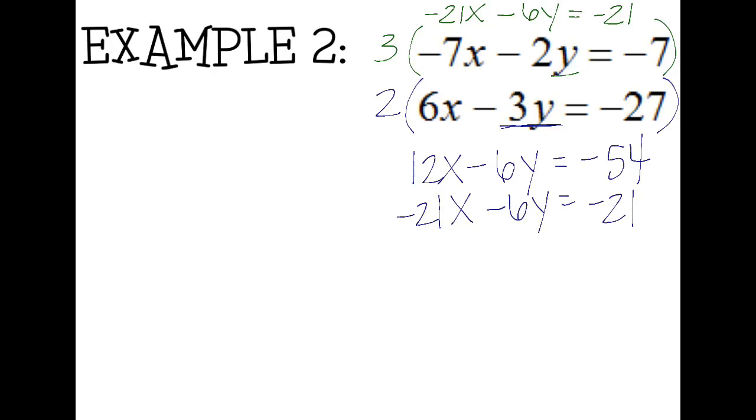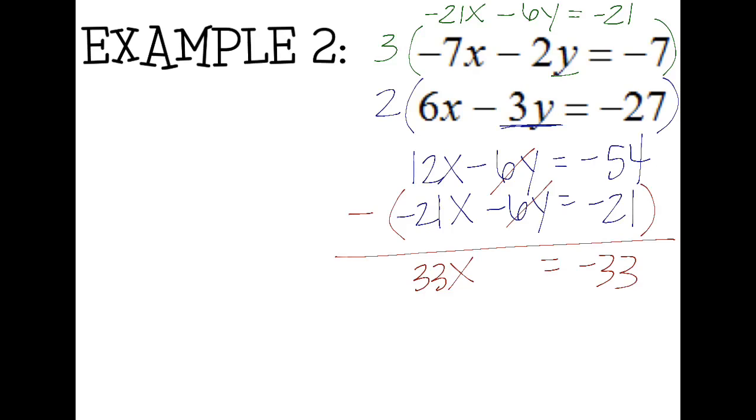Now because our coefficients of y are the same, in order to eliminate the y's, I'm going to have to subtract the entire second equation. So I'm going to do 12x minus negative 21x, and that gets us 12x plus 21x, which is 33x. Negative 6y minus negative 6y is really negative 6y plus 6y. So these are going to cancel. That's what we wanted to eliminate. Negative 54 minus negative 21 is negative 54 plus 21, so that's going to be negative 33. And now we can divide both sides by 33 to get that x is negative 1.